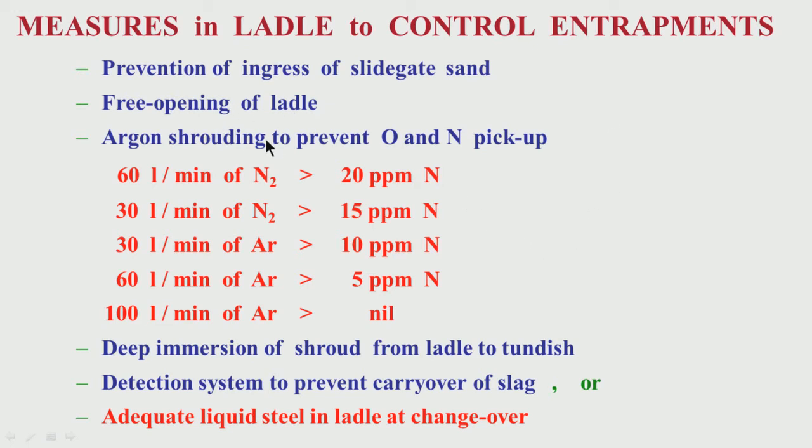Next, some argon shrouding is necessary. Now, I have shown and discussed how much argon flow is necessary. About 100 liters per minute, I have mentioned, is necessary to control or prevent oxygen and nitrogen pickup. Any amount of argon will not help. With 30 liters per minute of argon, there is still some nitrogen and oxygen pickup because some amount of air ingress will be there. If it is 100 liters per minute of argon, then air ingress is controlled and there will be no pickup of oxygen and nitrogen.